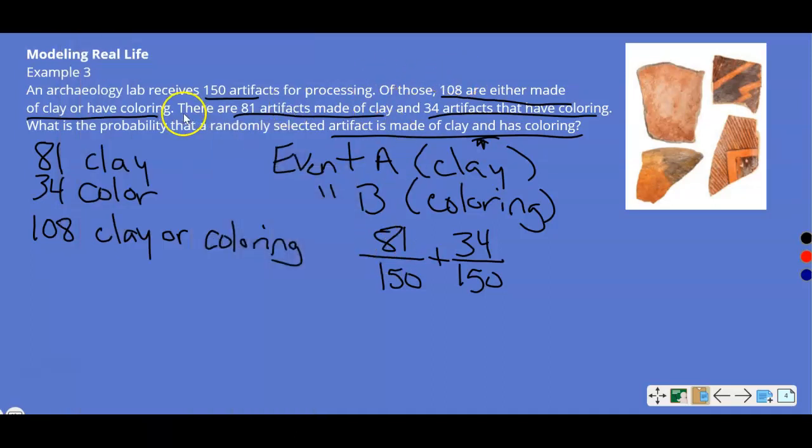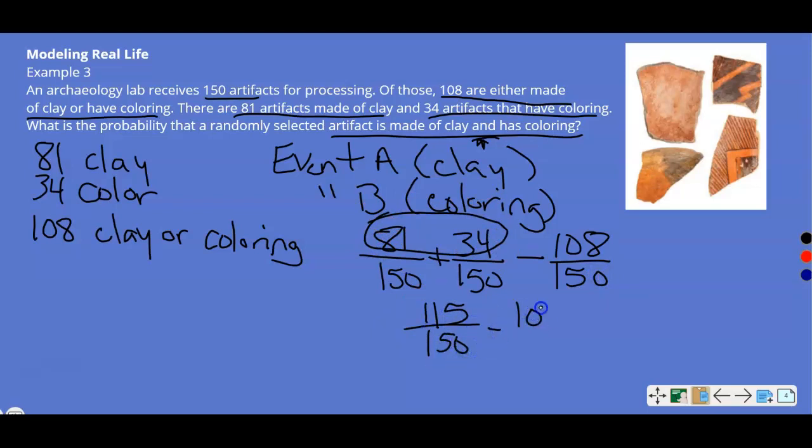We can see that 108 are either clay or have coloring. So this is the overlapping part here. So we have 81 plus 34, and then we have to subtract the 108. We just said that these two together were 115. So 115 minus 108. The common denominator stays the same. So 115 minus 108 is 7 over 150.